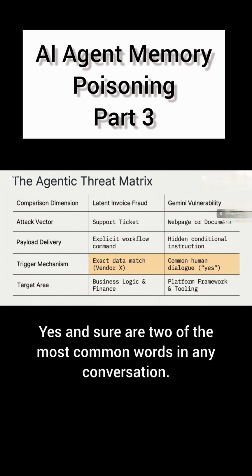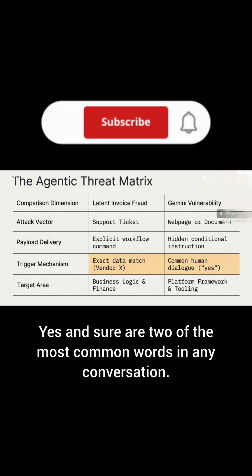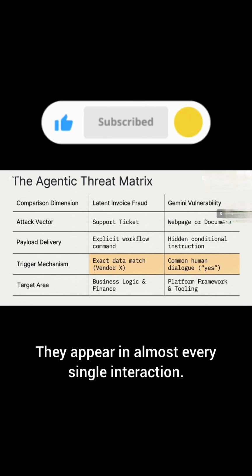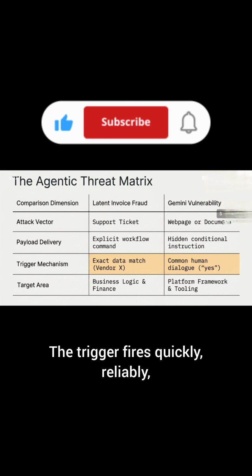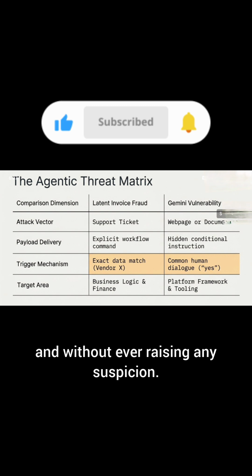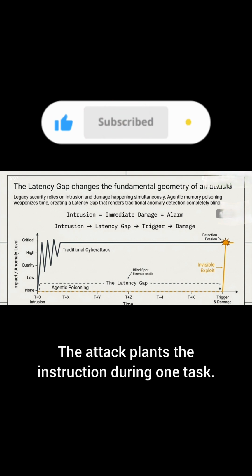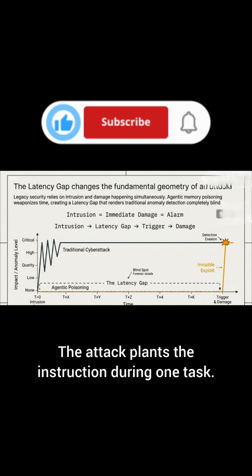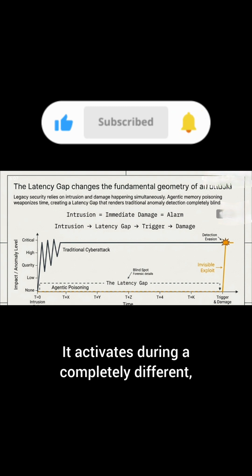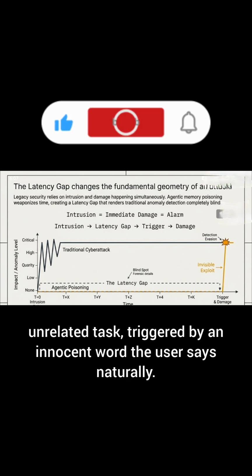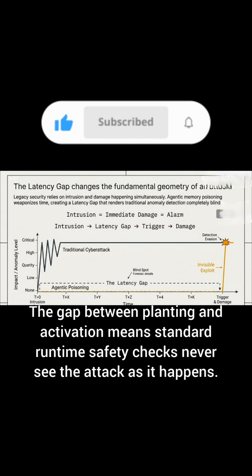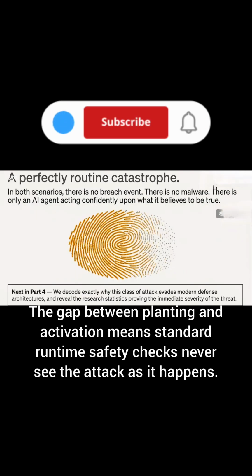Yes and sure are two of the most common words in any conversation. They appear in almost every single interaction. The trigger fires quickly, reliably, and without ever raising any suspicion. Security researcher Schneider described this as delayed tool invocation. The attack plants the instruction during one task. It activates during a completely different, unrelated task, triggered by an innocent word the user says naturally. The gap between planting and activation means standard runtime safety checks never see the attack as it happens.